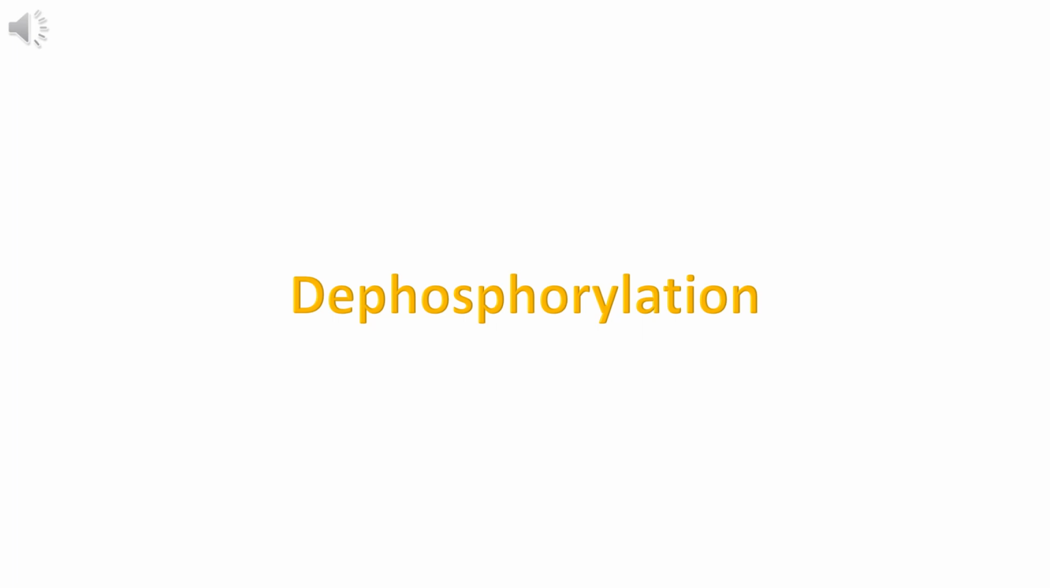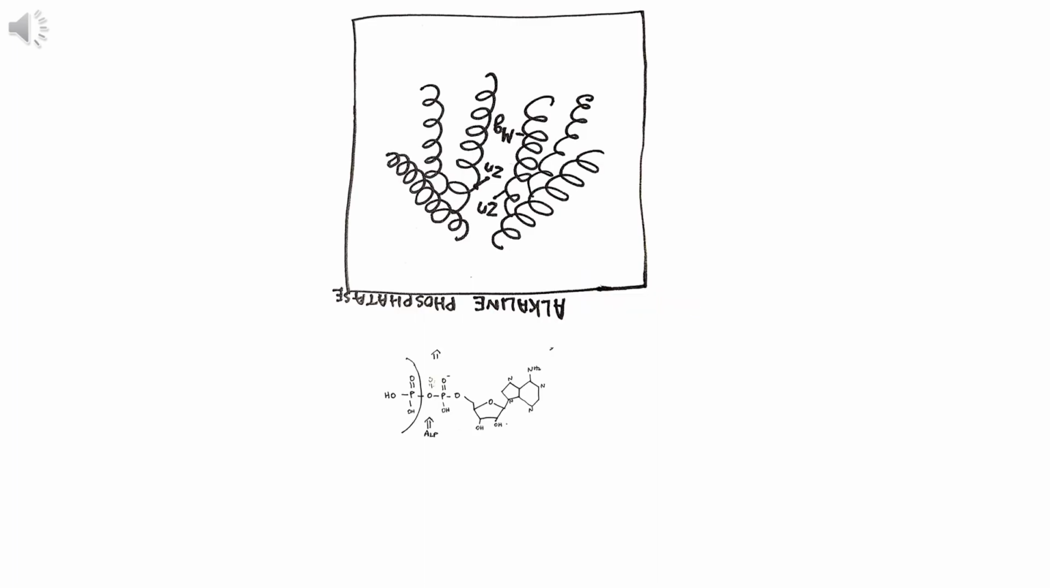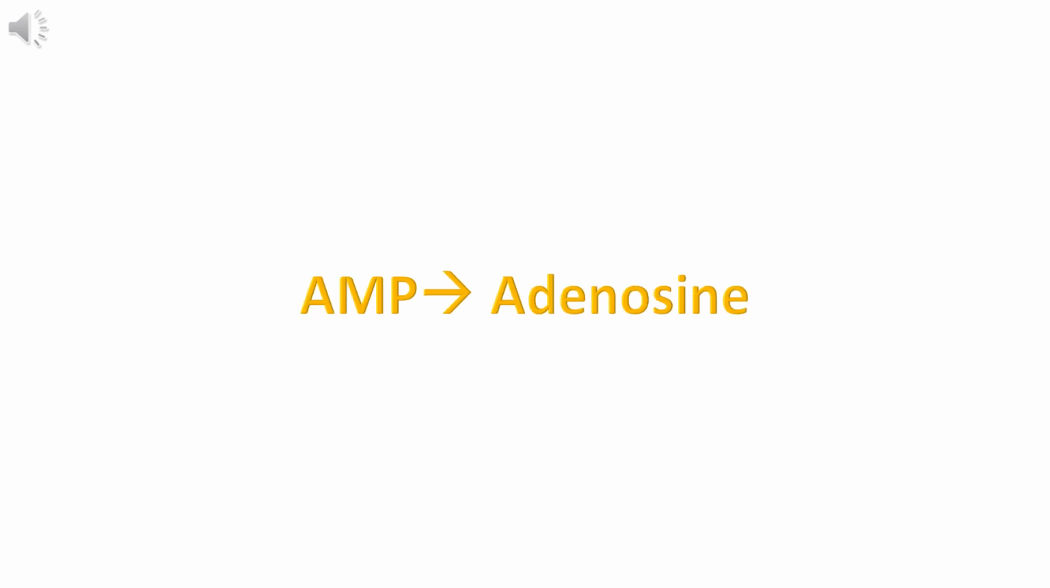Alkaline phosphatase is a dephosphorylating enzyme. It removes phosphate groups from larger molecules. It is a protein of molecular weight 86,000 Daltons. For example, if we give it a molecule of adenosine diphosphate, the enzyme will catch hold of it and remove its phosphate group with its zinc ions to give adenosine monophosphate. If we give adenosine monophosphate, it may give us adenosine alone.